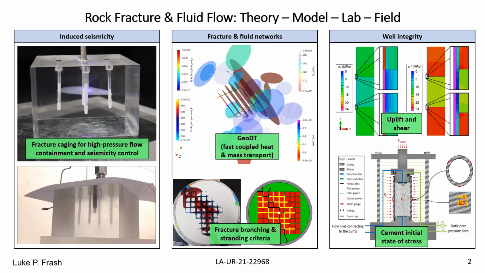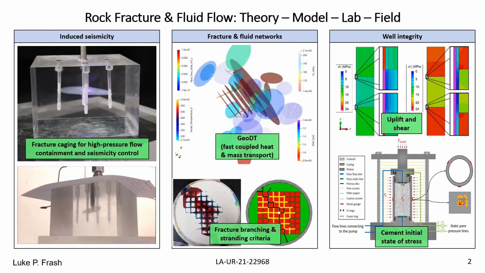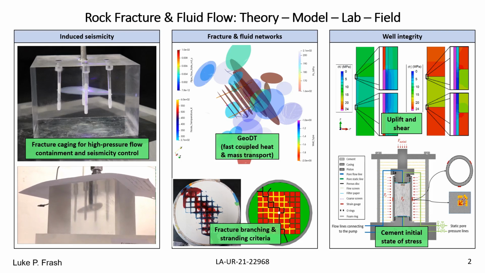As an additional overview of the work I've been working on here, you can see on the top left is an image of hydraulic fracture caging for induced seismicity control. This process involves injecting fluids at high pressure, and then they intercept these bounding wells, which causes the fracture to halt growth.